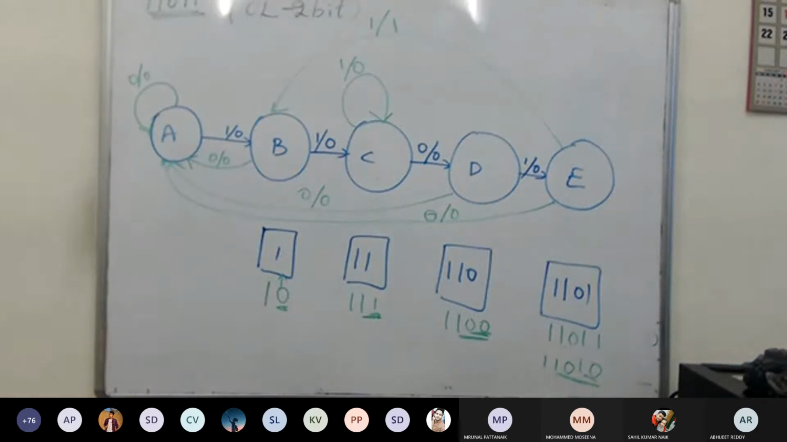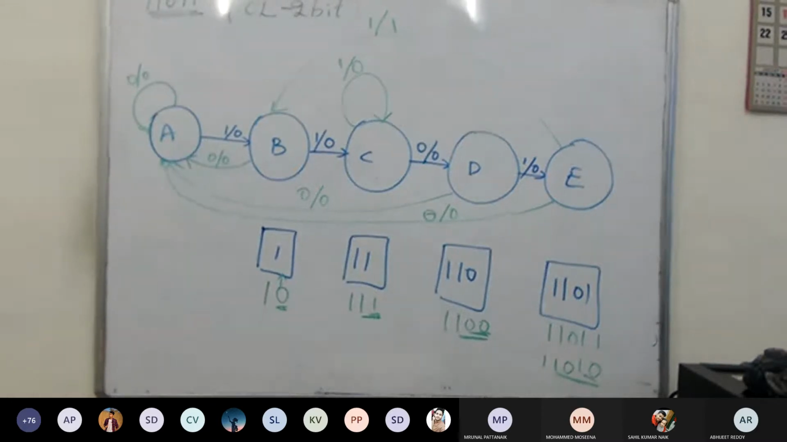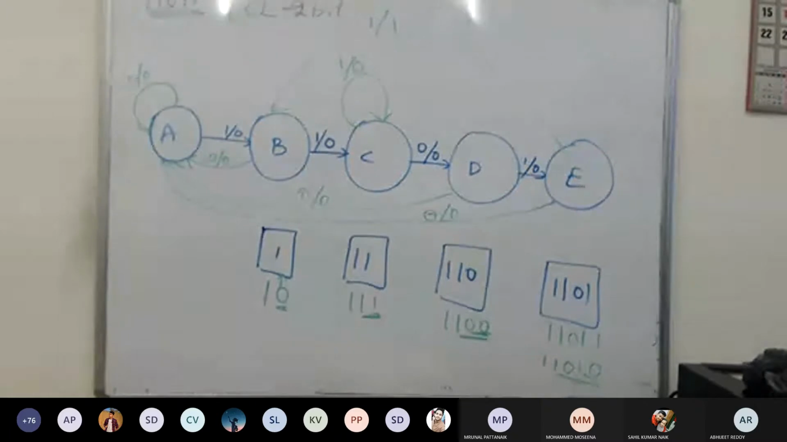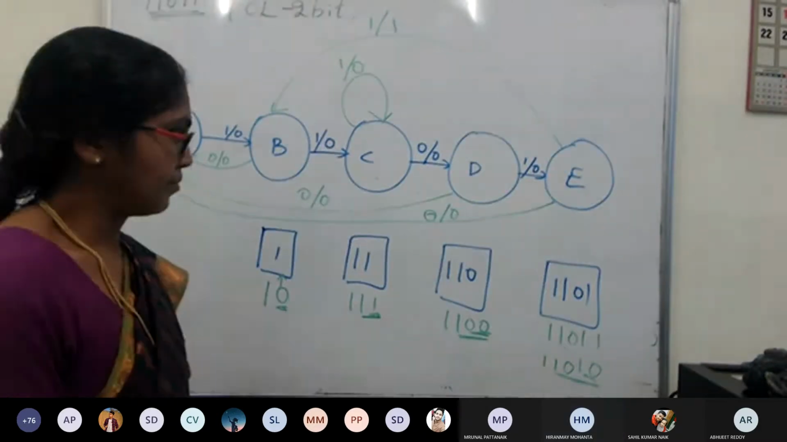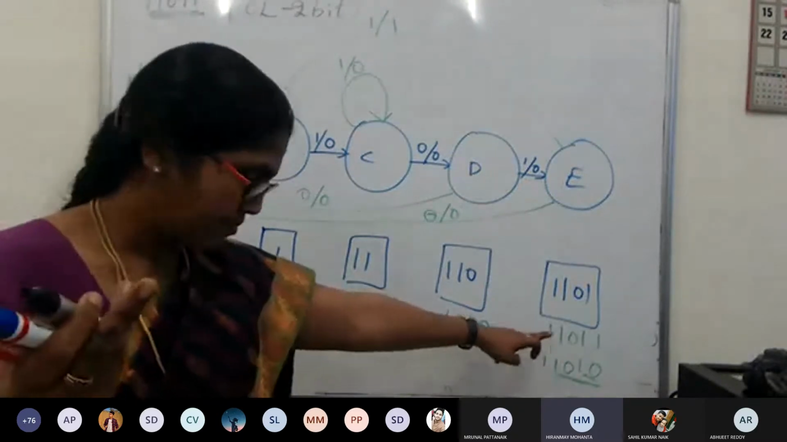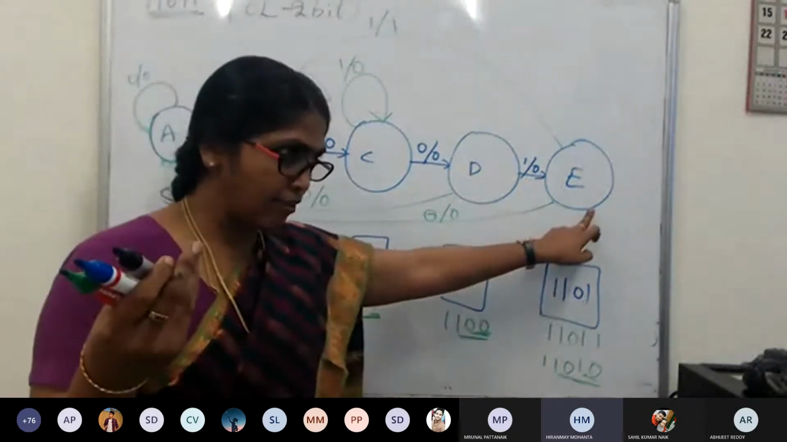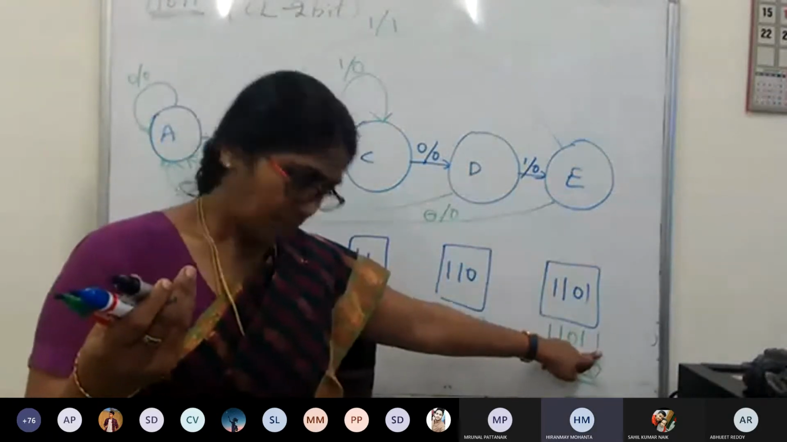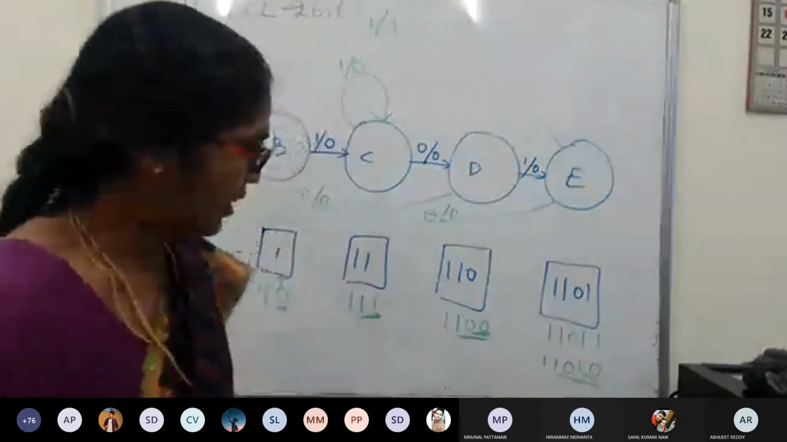Is that fine? Any questions? Ma'am, for 1 it should come to C, na? Because 1 is matched. Which one? Last state comparison. For entry 1, yes, ma'am. Yeah, for entry 1, that's what I did, na?